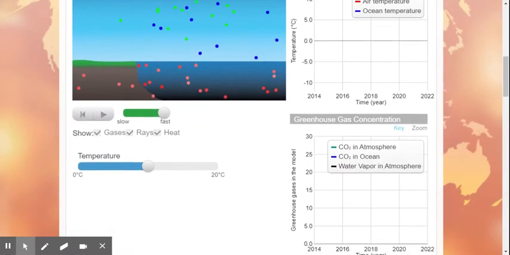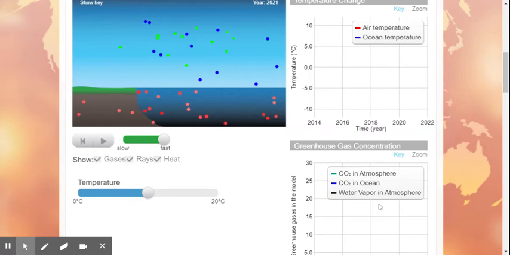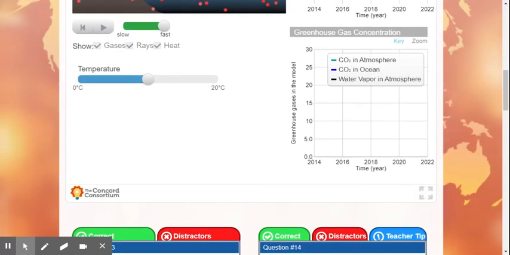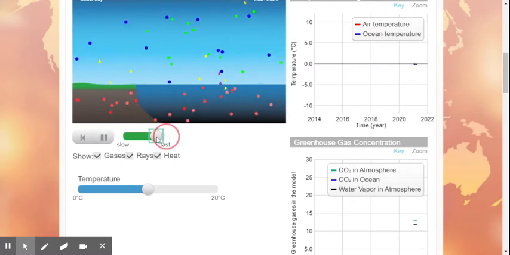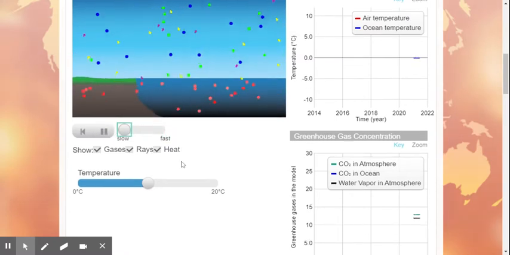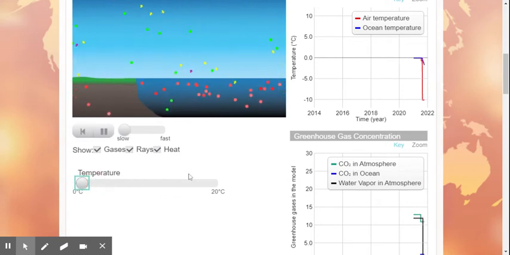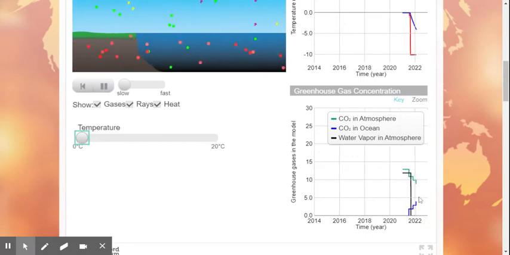Same thing. And we look over here. Red is air temperature, blue is ocean temperature, same as before. And now we're going to look at water vapor in the atmosphere. I just wonder if there's a way to turn off the others. Yeah, I can turn off. Oh, that's for that one. Never mind. I'll just let it run. I'll go slow. And then let's decrease the temperature first. We're looking at the black line. Holy cow. When I decreased the temperature, the black line went straight down.